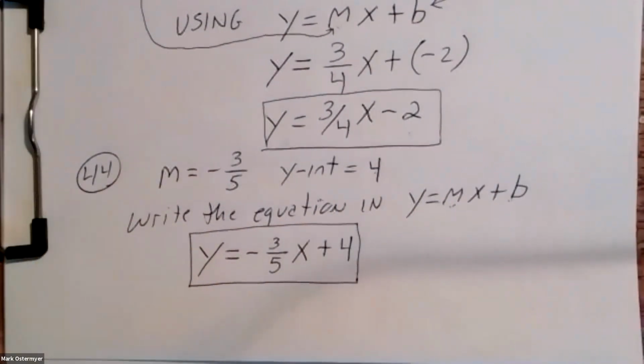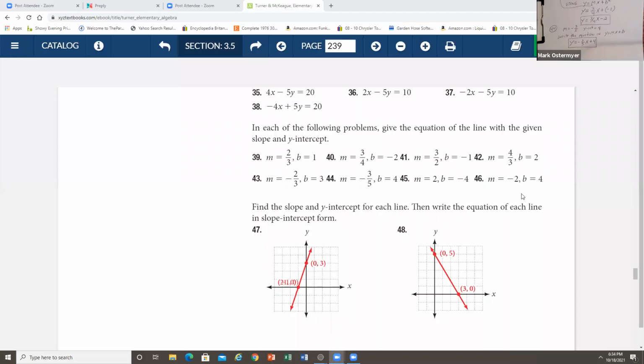We have done that. So these really are not that difficult to write the equations of these lines because they give you the slope and the y-intercept. All you got to do is just fit them in where they belong into the slope intercept form, and you got your equation. That's the way all these are going to work. They're all going to work the same way.